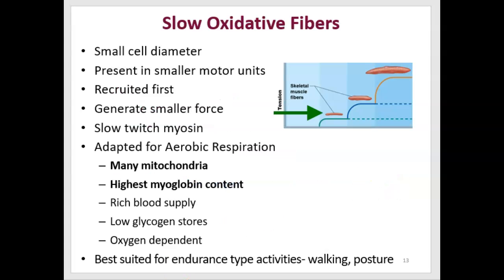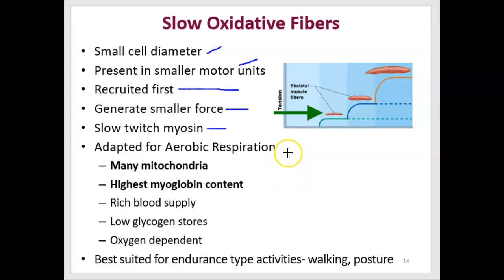So let's start with the slow ones, the slow oxidative fibers. So these are the ones that have the nice slow twitch. Okay, they're small in diameter, so they tend to be present in smaller motor units. They are recruited first. They generate less muscle tension. So you're going to need more of them to get muscle tension great enough for whole muscle contraction. They have slow twitch myosin, so that means that they break down ATP slowly.